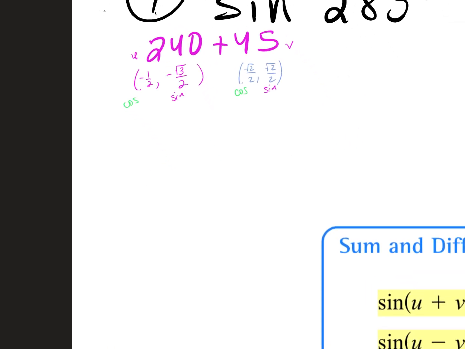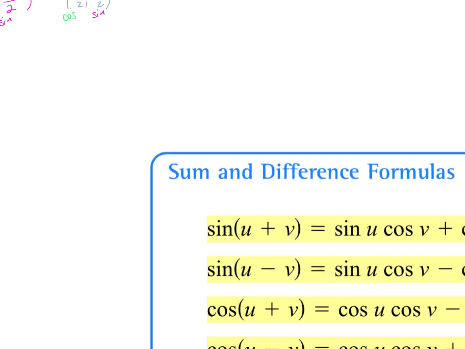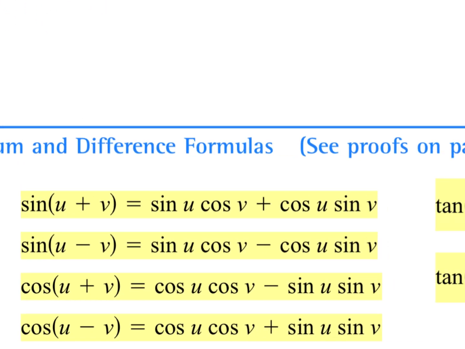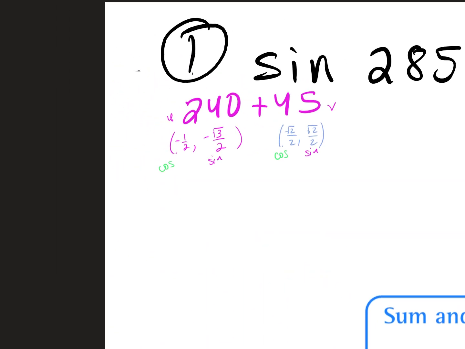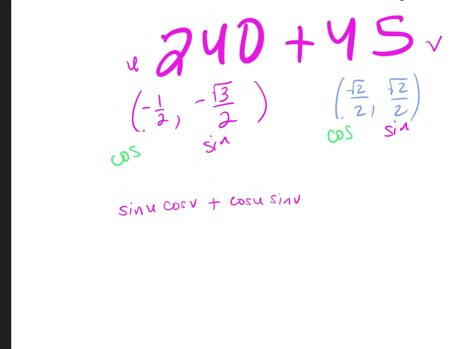Now you guys are literally picking the formula. Which formula says when I add 2 angles together, I find the sine? It goes sine, cosine, cosine, sine, right? I'm going to write it out. Sine U times cosine V plus cosine U sine V, correct? You guys are going to have those formulas on your paper, so just go ahead. Now we fill in. What is the sine of U?